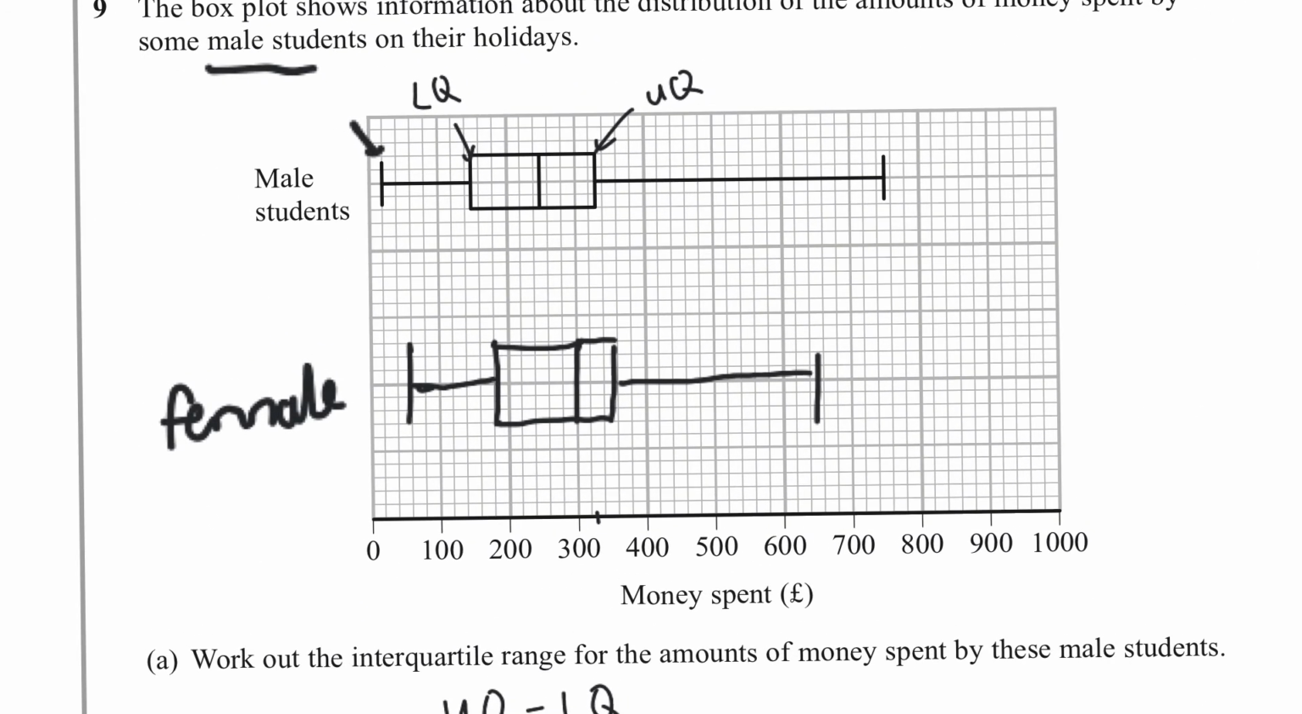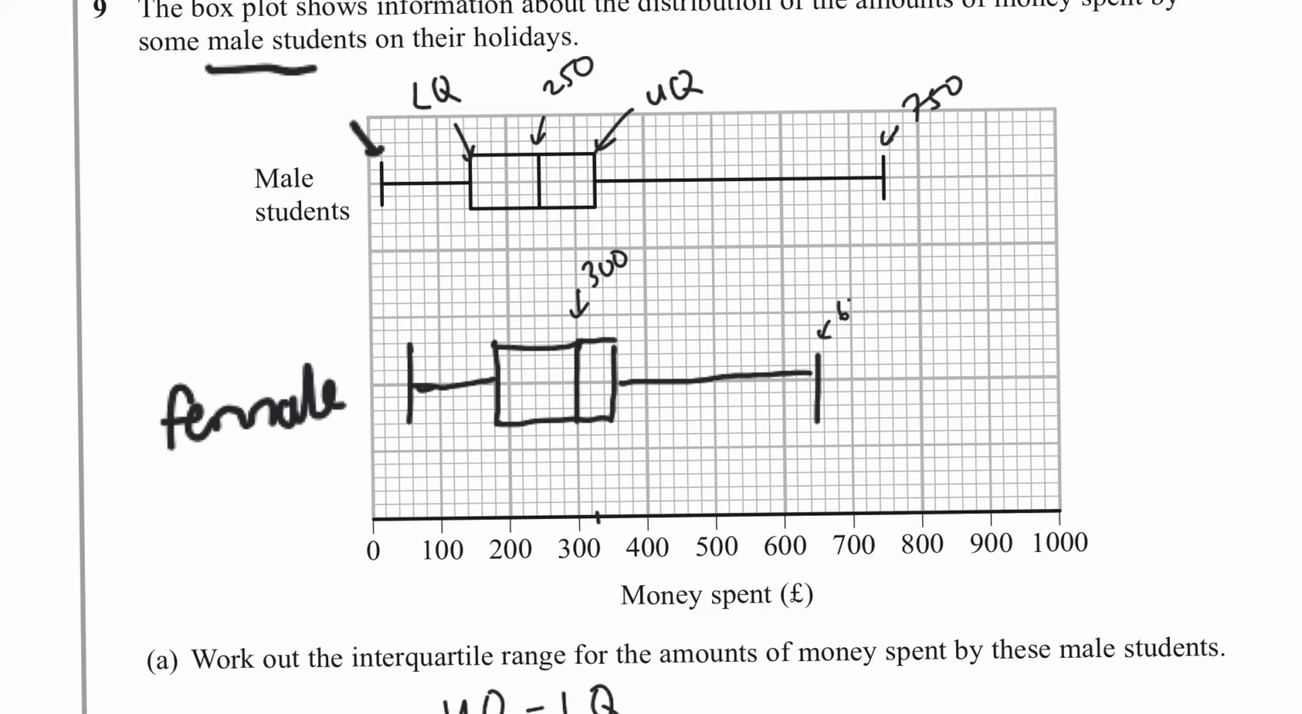So females, look at the median of the females. The median of the females is 300. The median of the males is 250. So having a look at this data, yes, if you base it on average, then you could say yes, because the median spent by the girls is more. However, if you're looking at whether girls spend more money, the highest value that a guy spent was 750 and the highest value that a girl spent was 650.